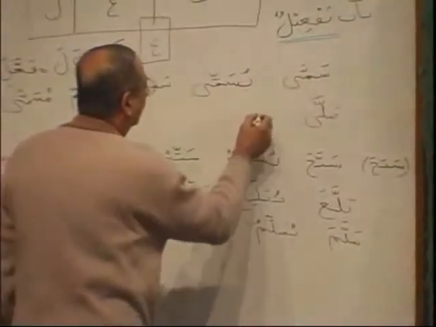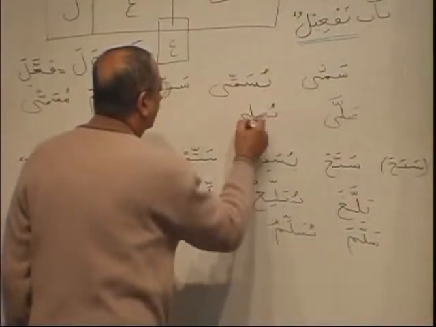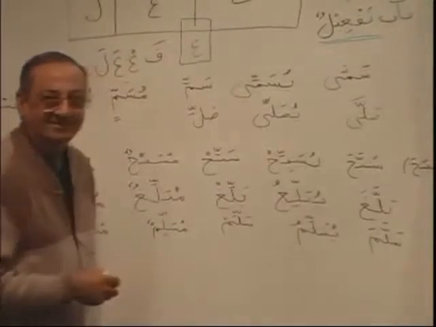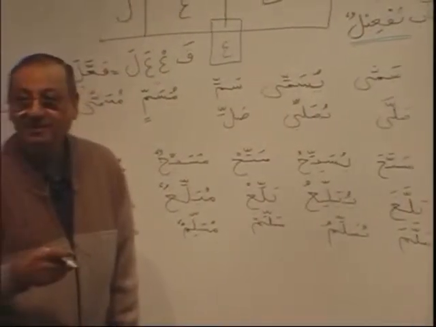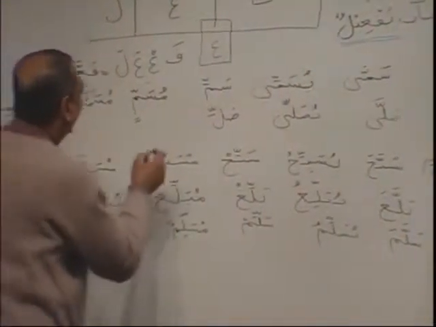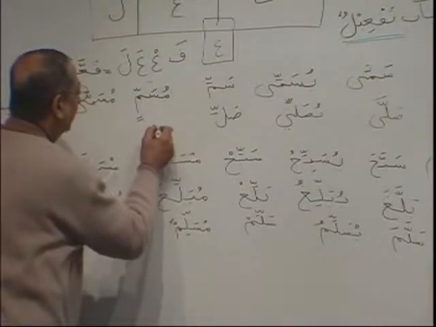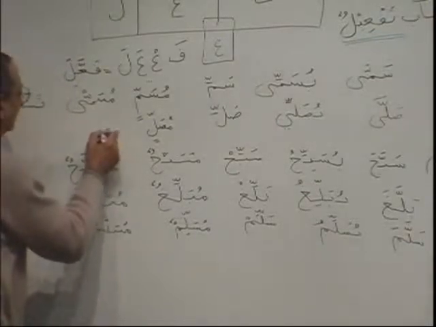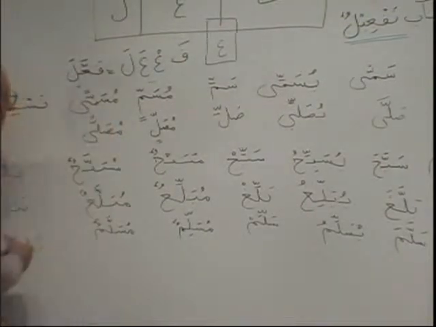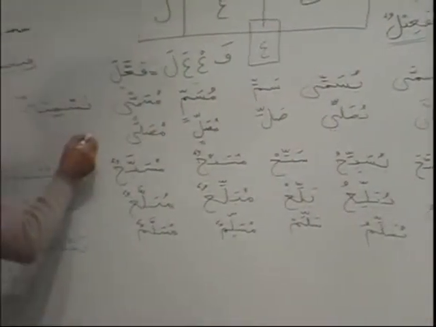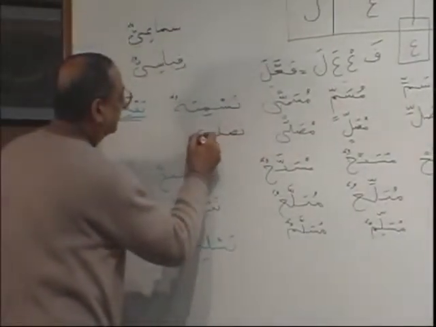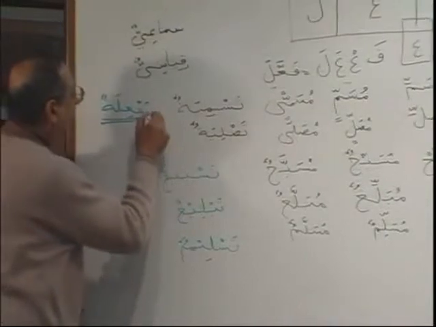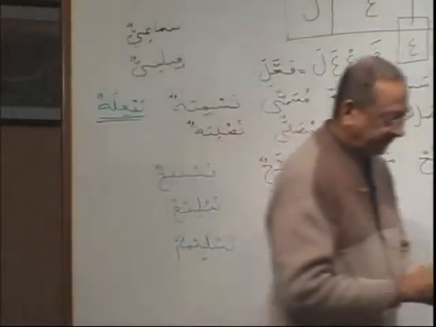Salla. Mudari', brother: yusalli. And then salli. Then musallin. Musallan. Like that. And what will be the masdar, brother? Tasliyatun, on the pattern of taf'ilatun.